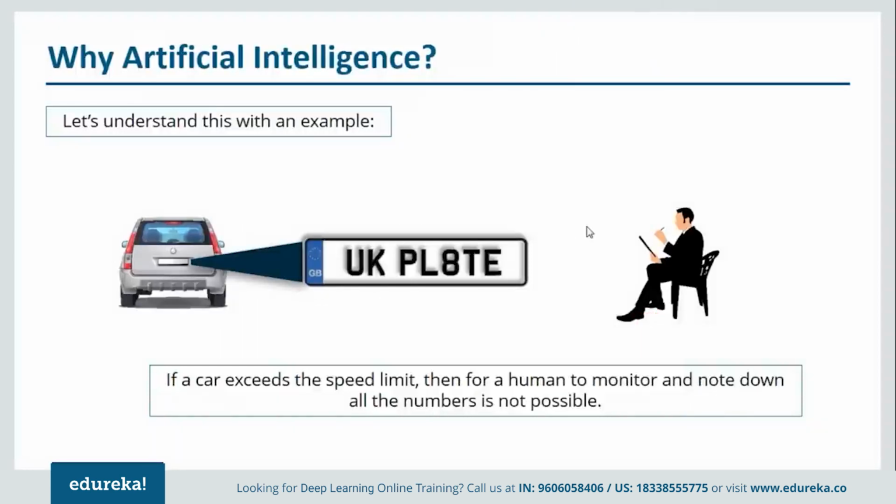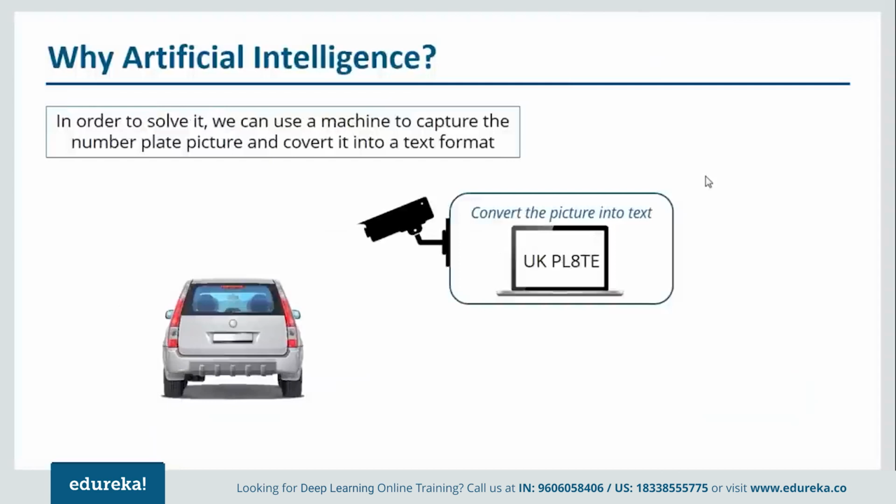Now let us see another approach to this particular problem. We can make use of cameras that will click the picture of the car that exceeds the speed limit, and then we can convert that picture into text, for example, a UK plate. In this way, the risk of human error has been reduced. At the same time, machines never get tired, so you can capture all the images of cars that cross the speed limit.